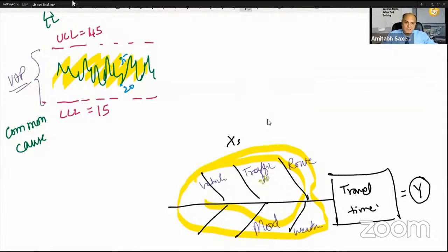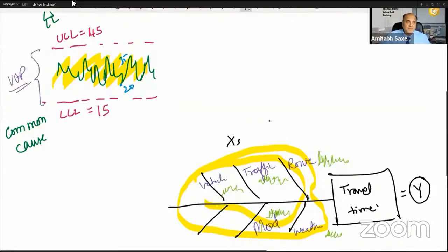See, traffic is having some variation every day. Route is having some variation every day. All these causes, mood also varies every day. All these variations together are combining and producing this 15 to 45 minutes. I'll continue tomorrow, day after tomorrow, to operate in 15 to 45 minutes.